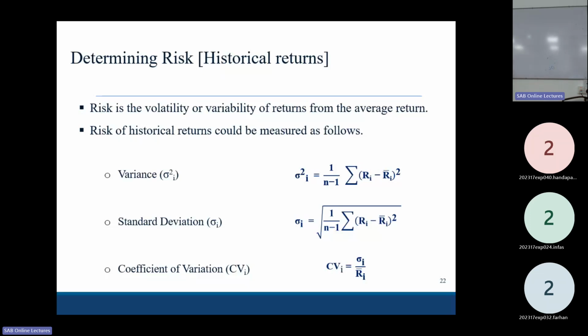Variance and standard deviation, both you can use to measure risk. Higher the variance, higher the risk. Higher the standard deviation, higher the risk. So what is the difference between the variance and standard deviation? Both we use to measure the risk. But the appropriate one, because interpretation is easy, is the standard deviation.